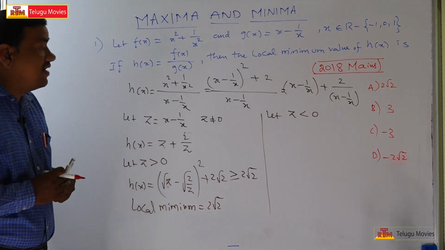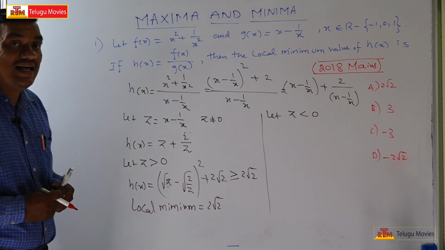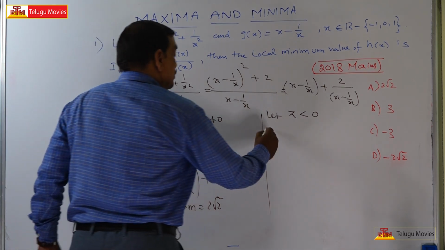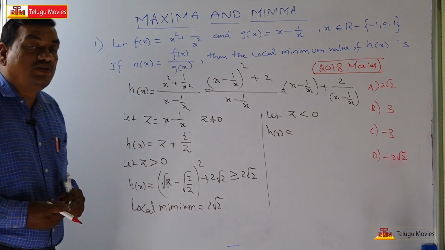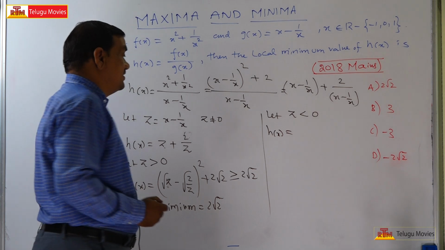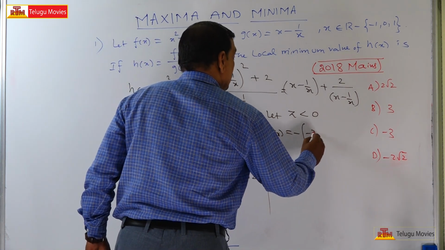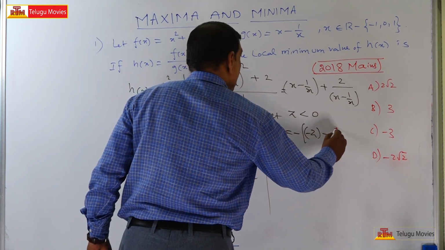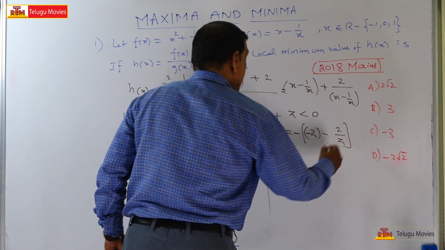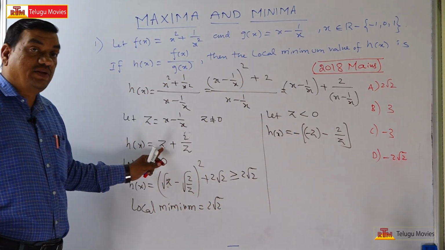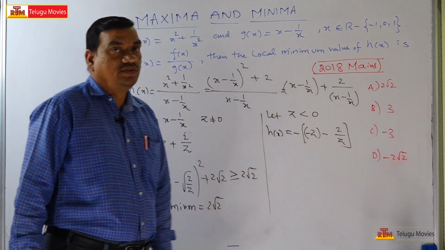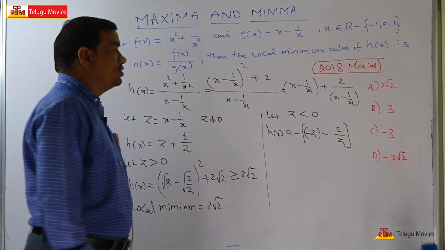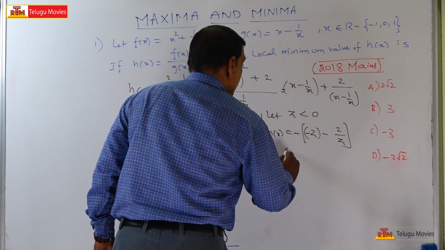Let us check what happens when z is less than 0. So, therefore, h of x is equal to, z is less than 0 means what? Let us check like this: minus of minus z minus 2 by z. Can I write it as this expression z plus 2 by z? Why? Because here z is less than 0. Can I write it? Yes, I can write. So, this is equal to minus of.